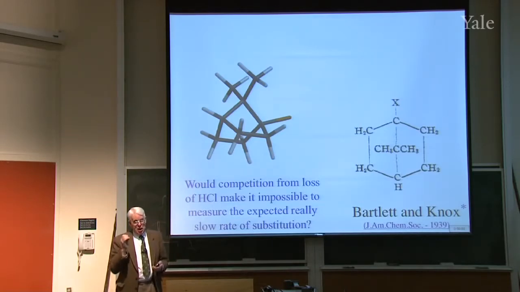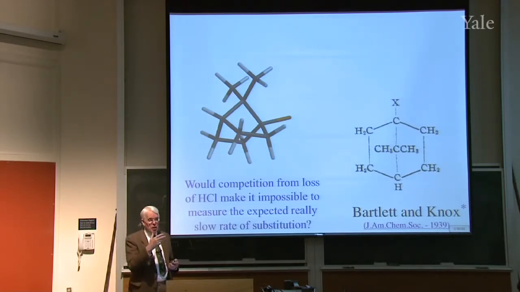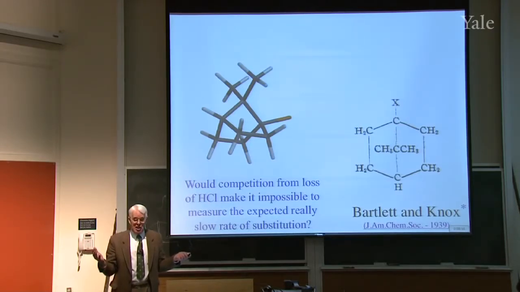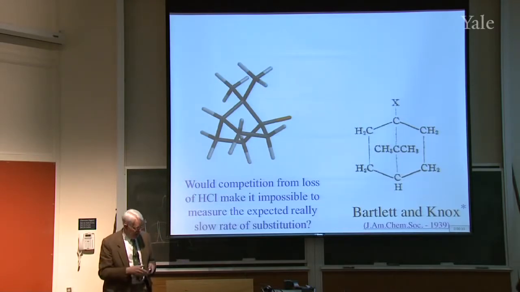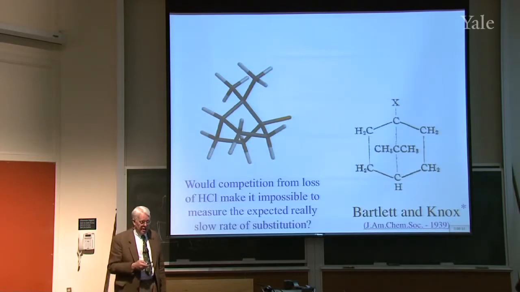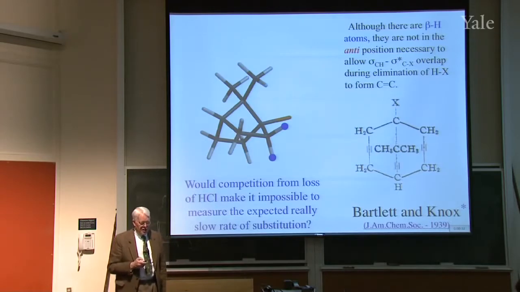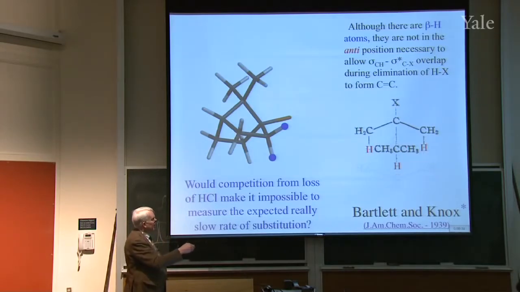Now, but there's another possible competition. Remember, in the Kenyon and Phillips work, they couldn't use hydroxide, they had to use acetate because the reaction would go otherwise if they used the strong base hydroxide. So might competition from loss of HCl to generate a double bond be a problem here? Well, although there are hydrogens on the carbon adjacent to the carbon bearing the chloride, there are beta hydrogens, they're not in the position you would need in order to get elimination. Notice that if you had hydrogens here, here, and here, then you could do the elimination, right? This is anti to the leaving group, so you could do that and make a double bond there.